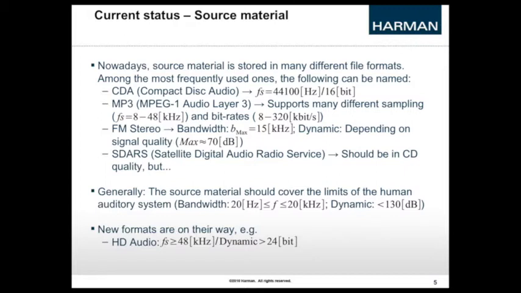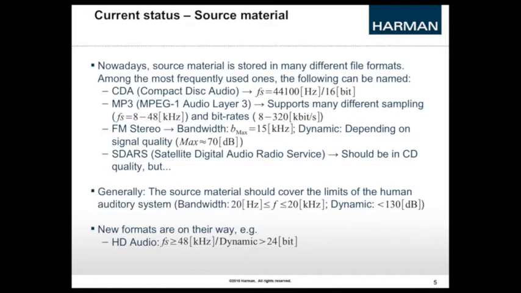So the hearing system really has a huge dynamic, and this dynamic also has to be covered by the formats. And here we have a lack, because basically none of the formats can cover the dynamic of our hearing system, whereas the spectral range, this means the bandwidth, is handled with a normal CD without any problems. So spectral-wise, we are fine with the source material, but dynamic-wise, there is something we could improve.